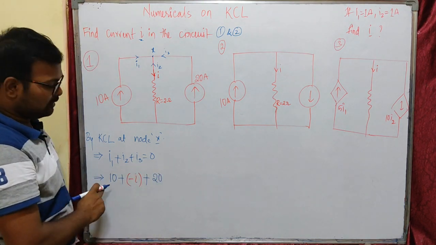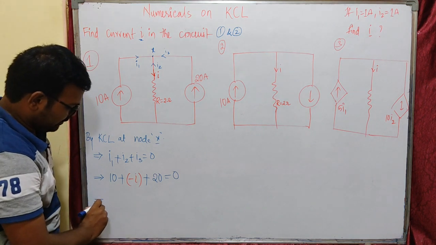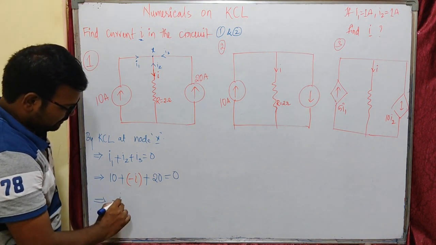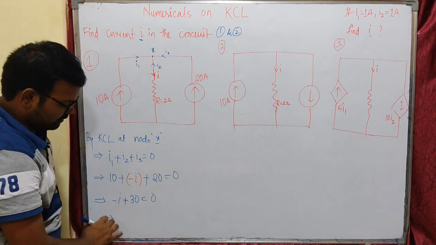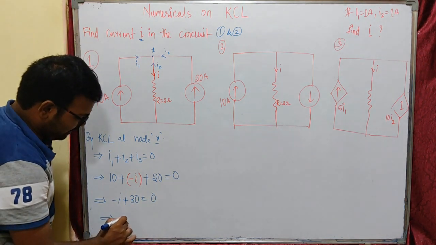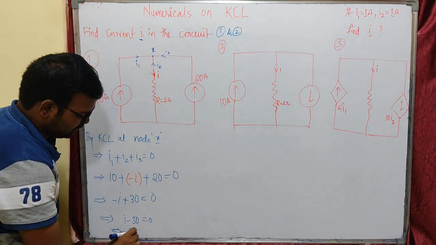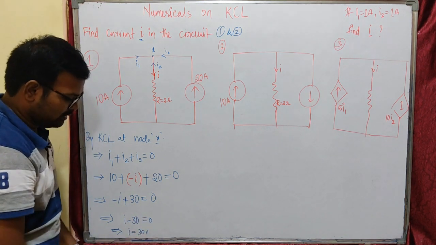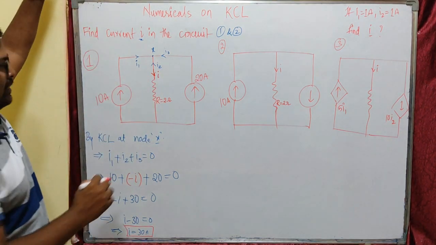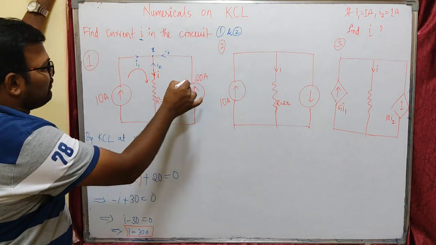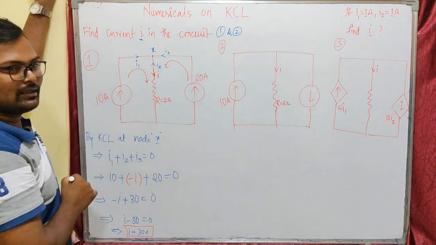According to KCL, this must be equal to 0. If you rearrange, that will be minus I plus 10 plus 20, which is 30, equal to 0. If you multiply by minus, I minus 30 equals 0, and the value of current through the resistor is 30 amperes. This is the current we get through this resistor, because 10 amps is coming from here and 20 amps is coming from here. The sum of 10 plus 20 goes through this resistor.